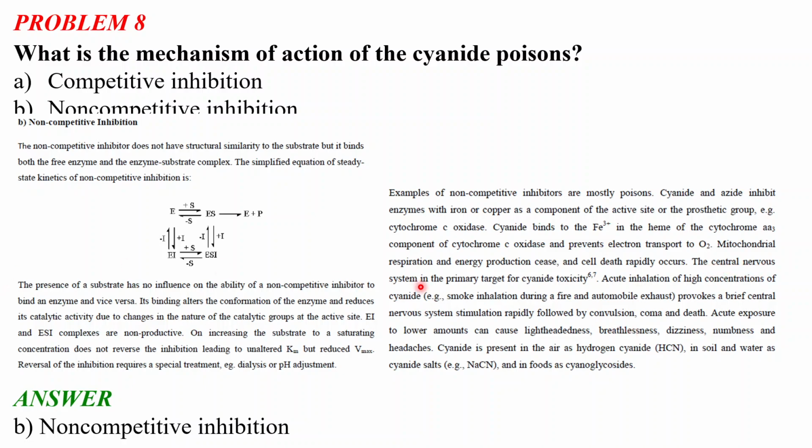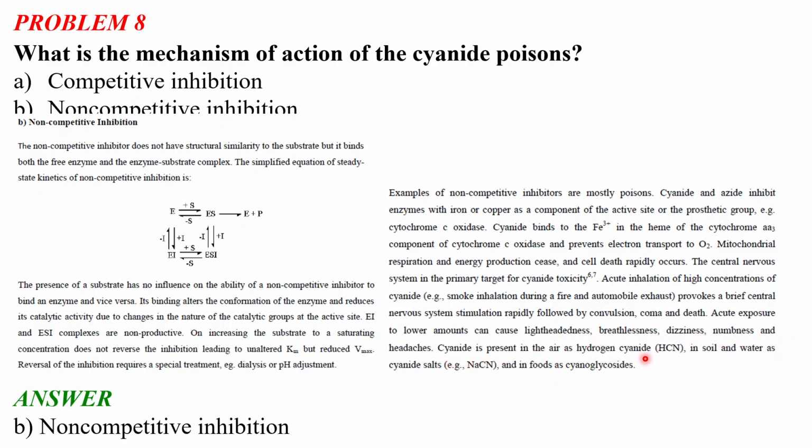This central nervous system is the primary target of the cyanide toxicity. Acute inhalation of a high concentration of cyanide, like smoke inhalation during a fire or automobile exhaust, provokes brief central nervous system stimulation rapidly followed by convulsion, coma and death. Acute exposure to lower amounts can cause lightheadedness, breathlessness, dizziness, numbness and headaches.